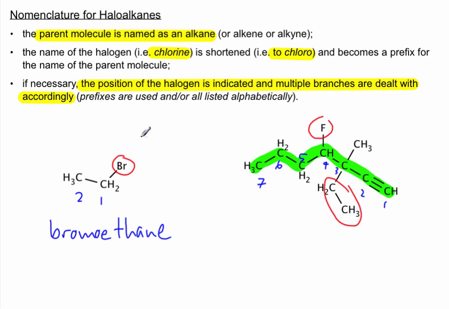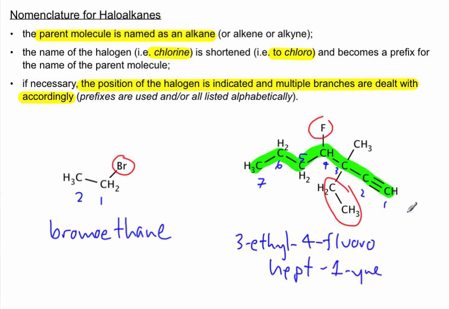And so that's going to be 3-ethyl, 4-fluoro, hept-1-yne, because it's an alkyne and we have to indicate the position of the bond, because that bond could be elsewhere in that molecule. But so there's the 3-ethyl and the 4-fluoro, so alphabetically E and F.